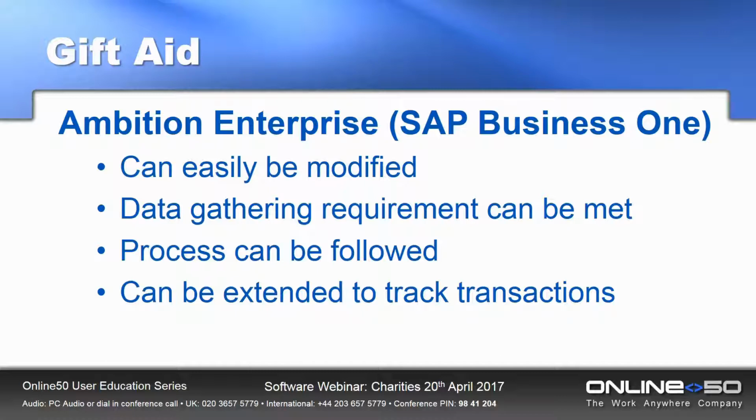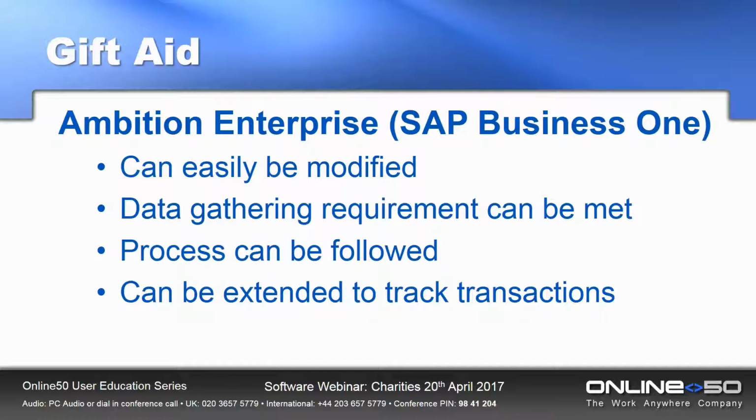But SAP Business One can easily be modified, as we've just shown there. We can put a gift aid column onto the sales invoice so that when we're recording the donation we can say whether it's suitable for gift aid. We can meet the data gathering requirement. We can add additional fields and tables to the system to collect all the information that we need. We can follow the process. We can create extra entities in the system to support that process if we need to. We could extend the system to support tracking transactions.